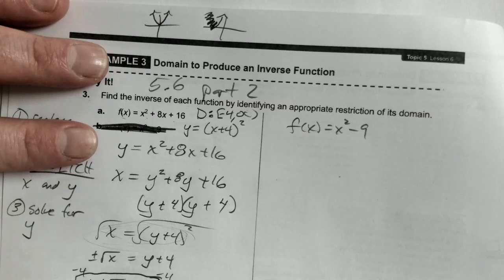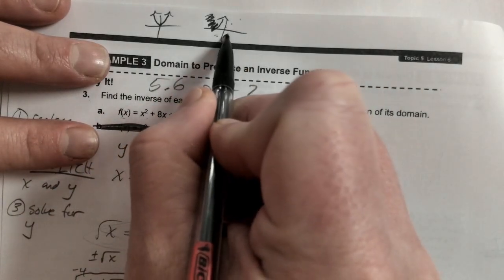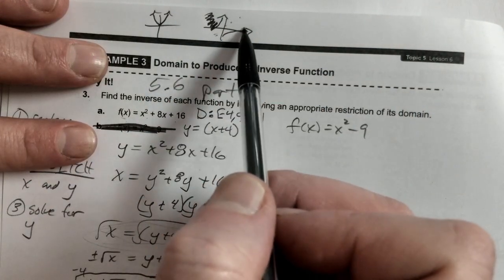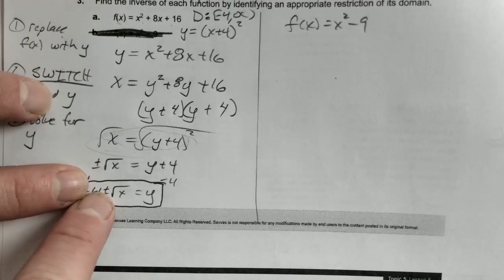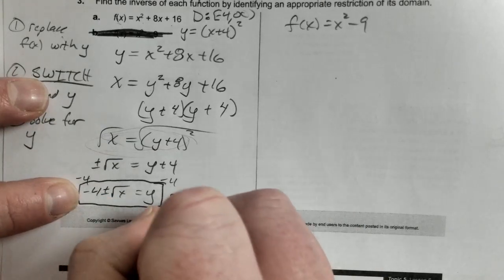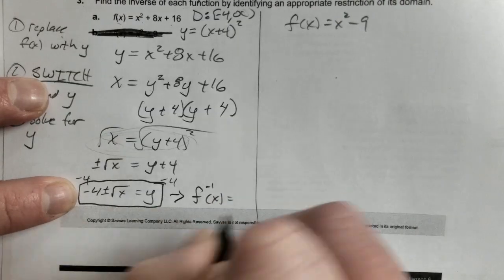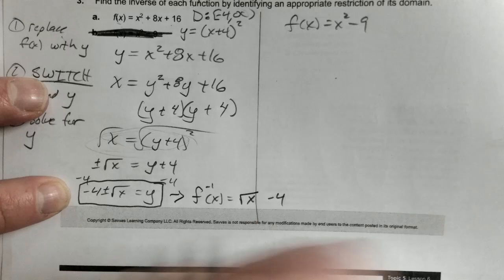Okay? When I reflect it, I'll end up with a square root that opens up. That's a square root that's opening up. So do I want the positive or negative square root? I want the positive square root. So that means that the inverse function is the positive square root of x and then minus 4.